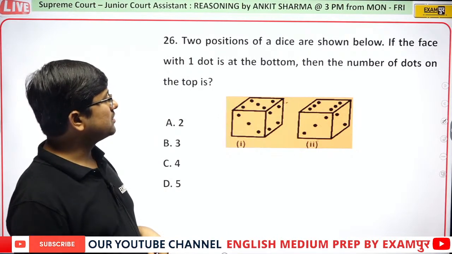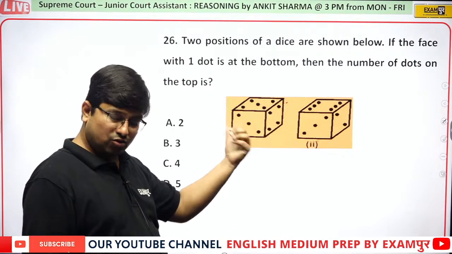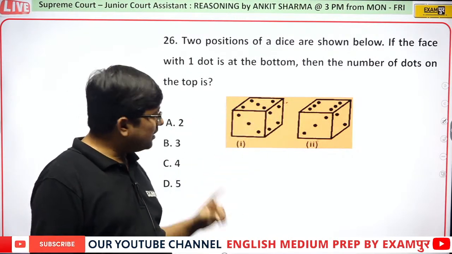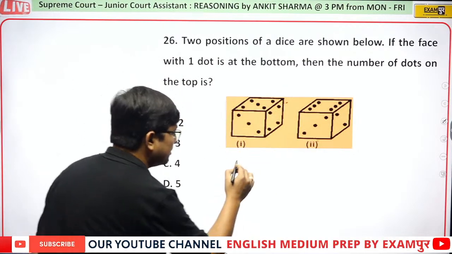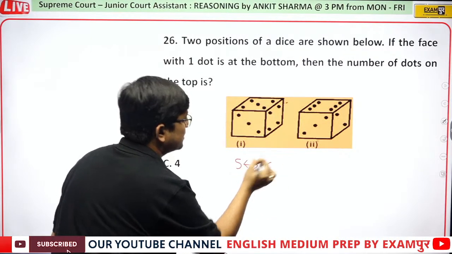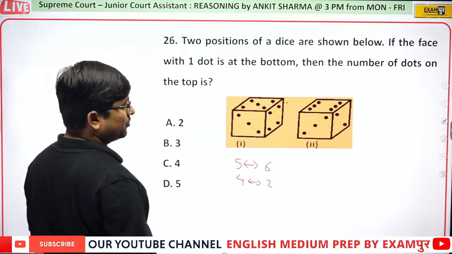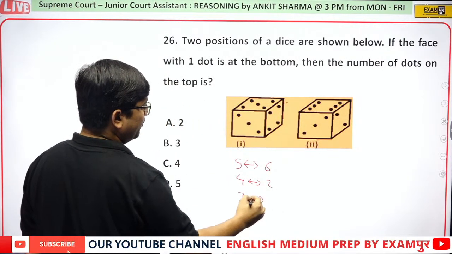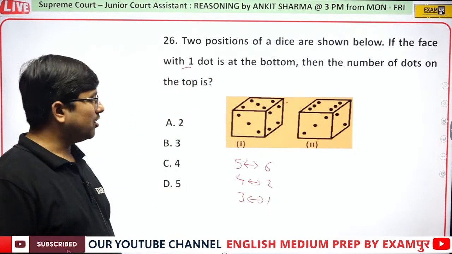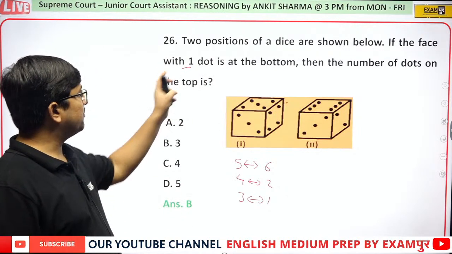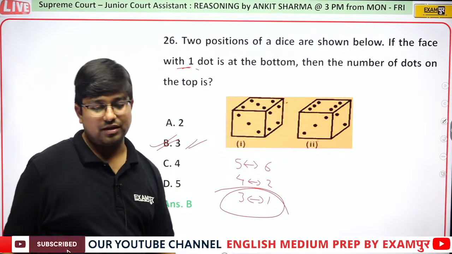Now, my dear students, if two or more positions of the same dice are given and they have exactly one common face at the same location, then top face 5 will be opposite to 6, side face 4 will be opposite to 2, and what will be opposite to 3? 3's opposite will be 1 only. So when one dot is at the bottom, opposite to it is 3 dots. And that's the right answer. The answer is option B, that is 3.